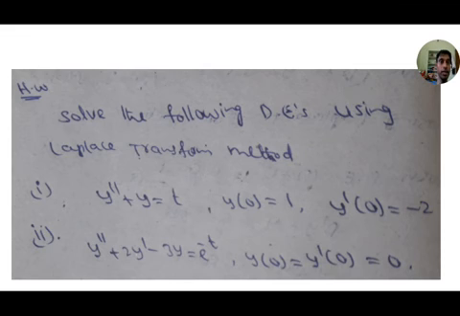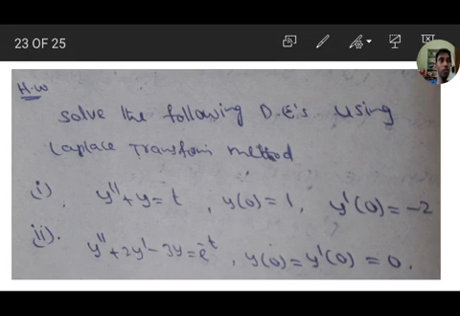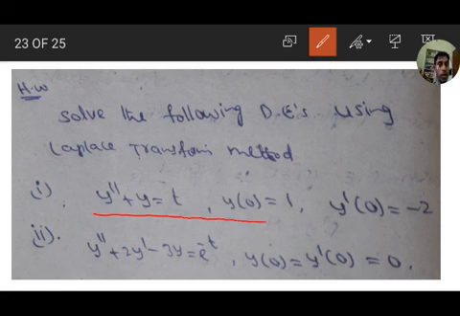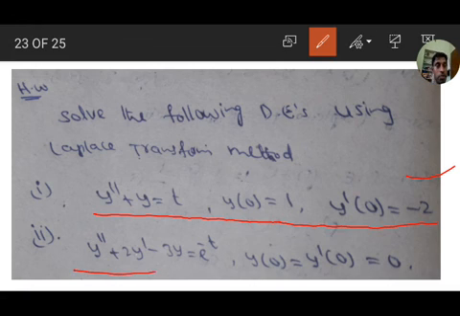Okay. Next, homework problems. Solve the following differential equations using the Laplace transform method. First one, y double dash plus y equals t, y of 0 equals 1, y dash of 0 equals minus 2. Same, use the five steps. Next, second problem, y double dash plus 2y dash minus 3y equals e to the power of minus t, given y of 0 plus y dash of 0 equals 0. Okay, do these two problems as homework.